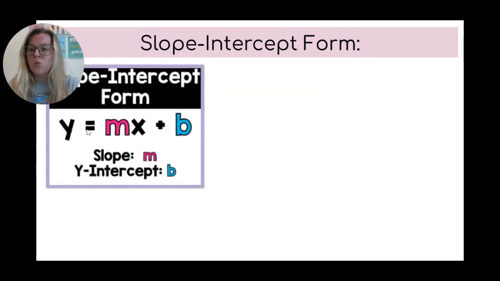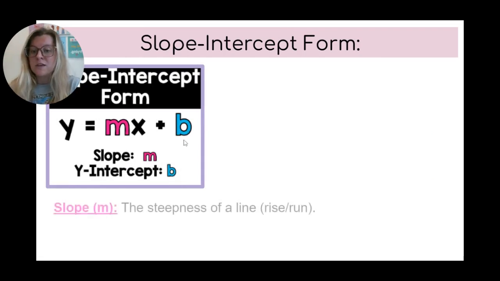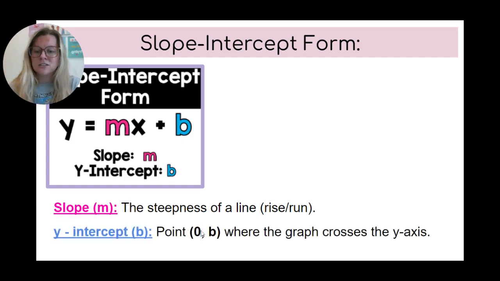So here's a reminder, y is equal to mx plus b. Our slope here is always going to be labeled m. Our y-intercept, or where it crosses the y-axis, will always be the b value. So again, slope is the steepness of a line, and the y-intercept is going to be the point (0, b). So again, on that y-axis.